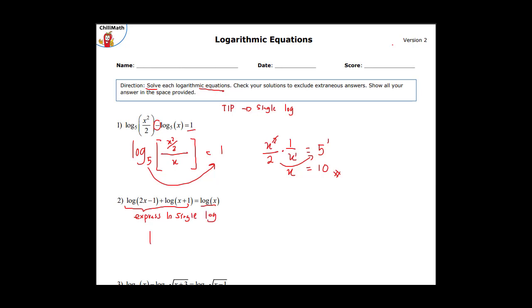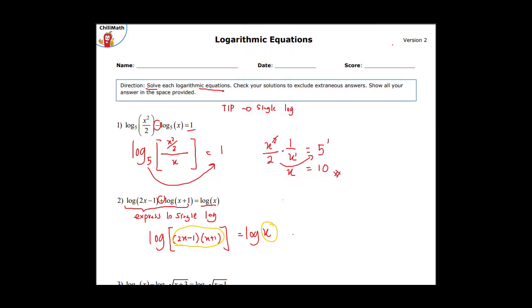Okay, so it will become log, without any number here, which is a common log. Inside, with the plus, it's a multiplication between them. So 2x minus 1, x plus 1. The right hand side still remains the same as log x. So what you have to do right now is the comparison. Compare this, because now they have the same function log. Unlike the first question, where it was just a constant number 1 and you don't need to change the 1 into log 5 to the base 5, no need. Just straight away convert it into the index form and we can solve it easily.